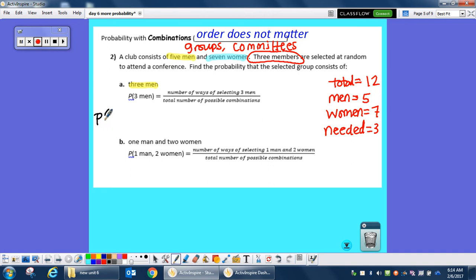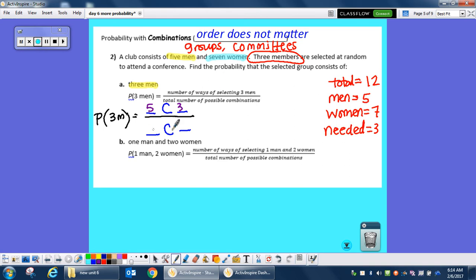So probability of 3 men, I'm just going to put 3M, equals the number of ways of selecting 3 men. Well, I'm going to set my fraction up. I'm going to fill in the blanks. This is a combination problem. All right, so the number of ways we could select 3 men. Well, we have 5 men, so we would have 5 men to choose from, and we need 3, over the total number of possible combinations.